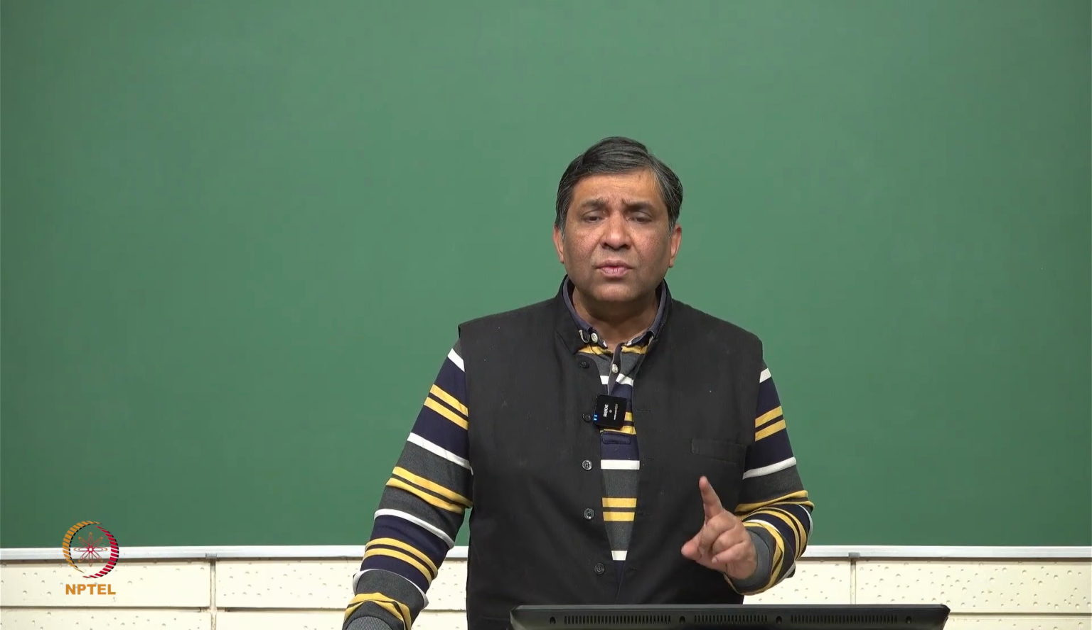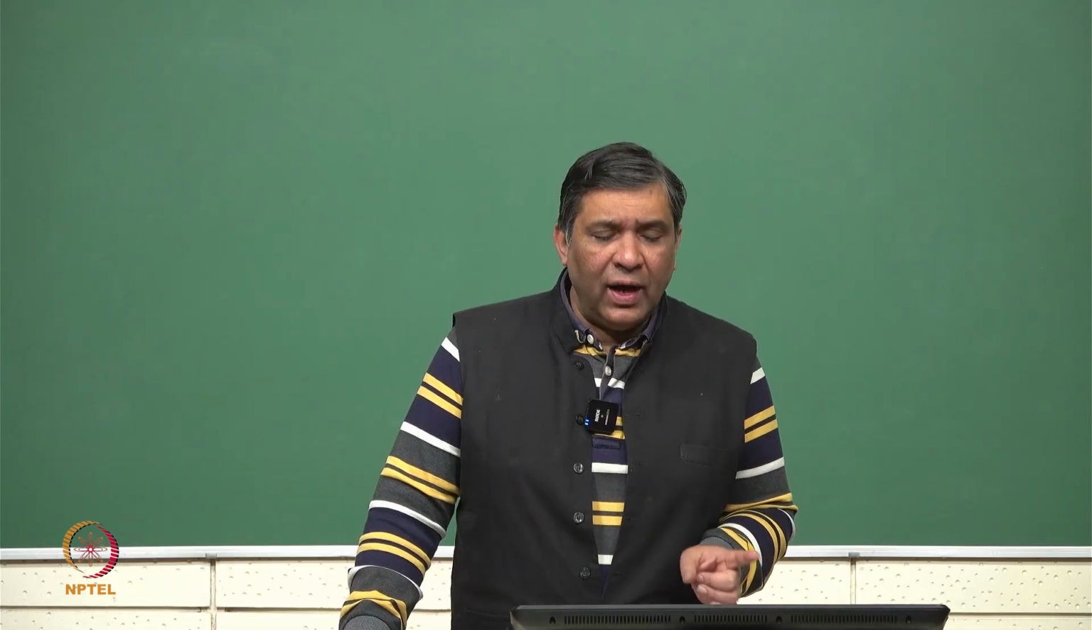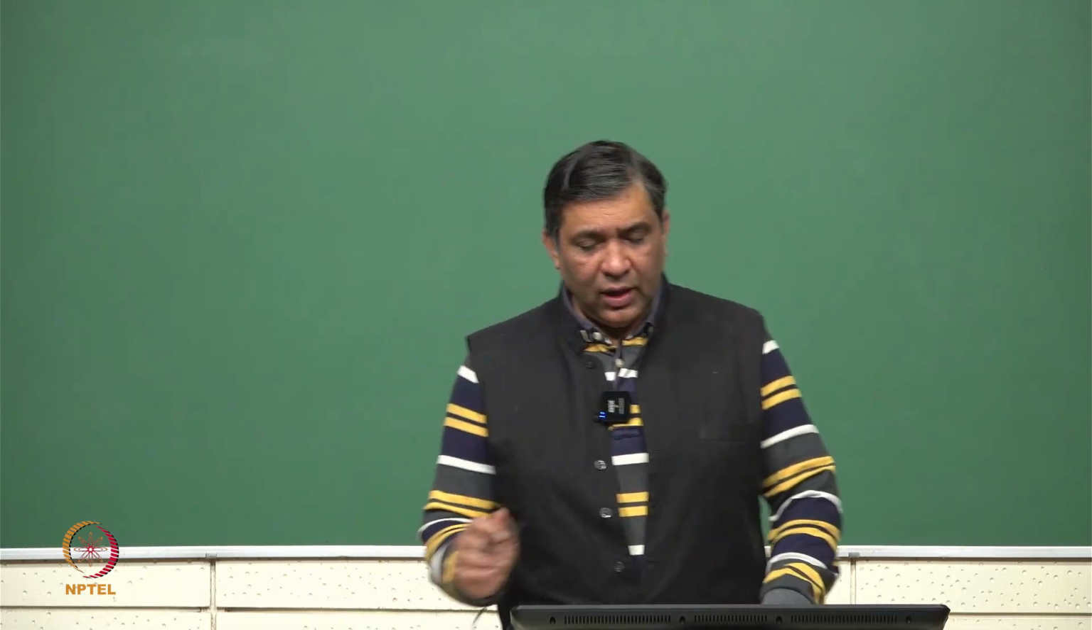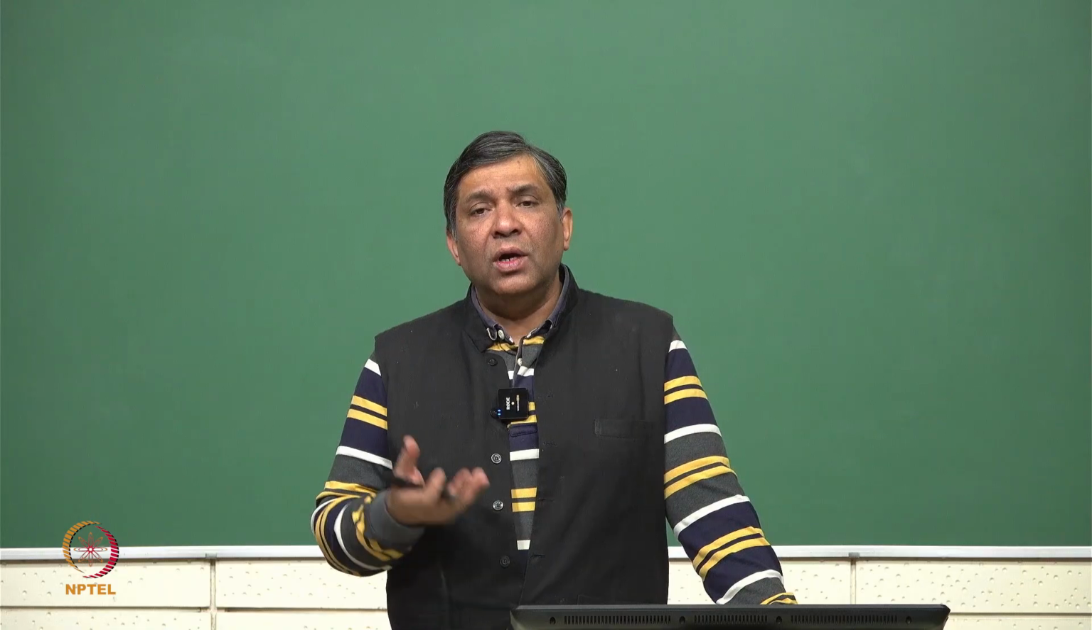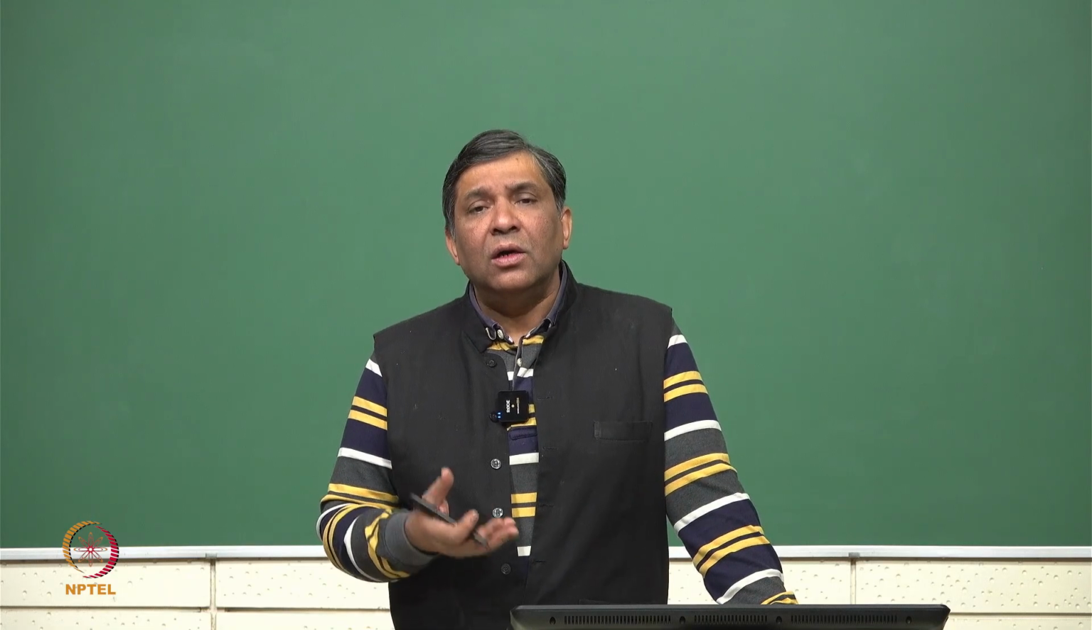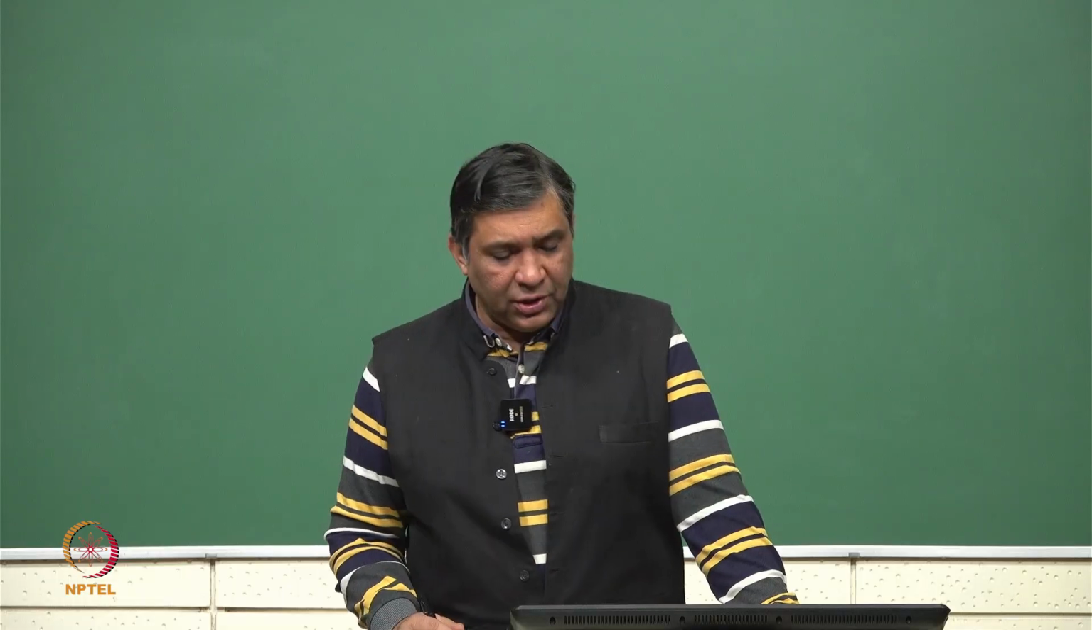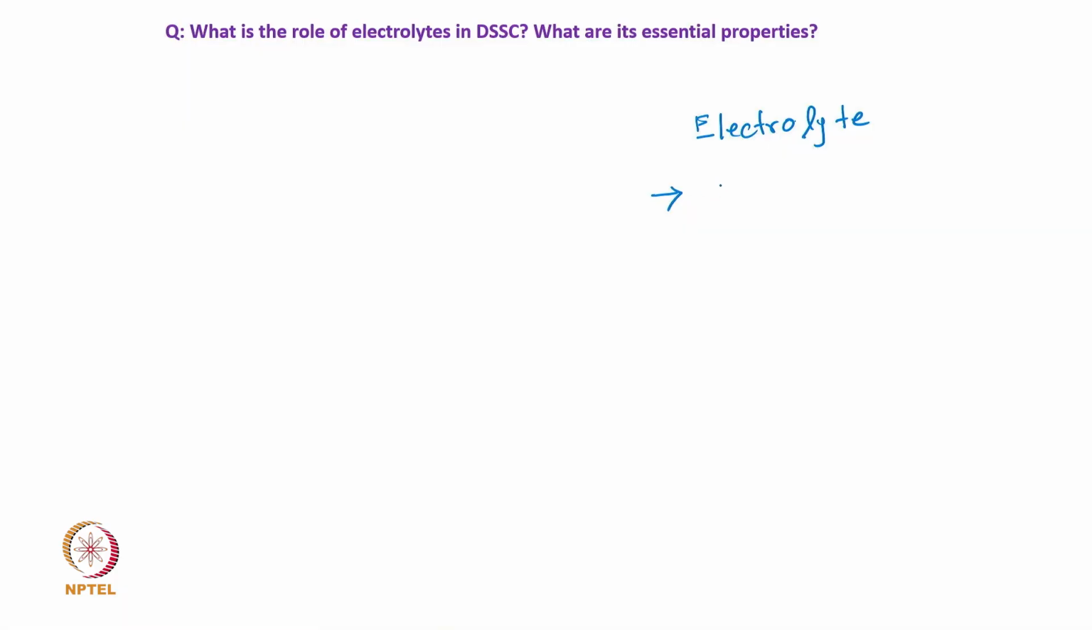The first property of the electrolyte, as we saw in the previous question, is that the electrolyte should be involved efficiently in the dye regeneration process. That means it should populate the HOMO of the dye efficiently, so that you have a number of electrons again ready for photogeneration. So, it should efficiently do the dye regeneration.